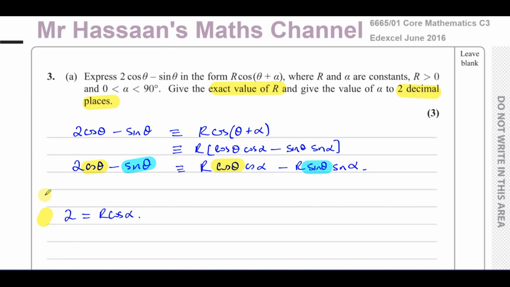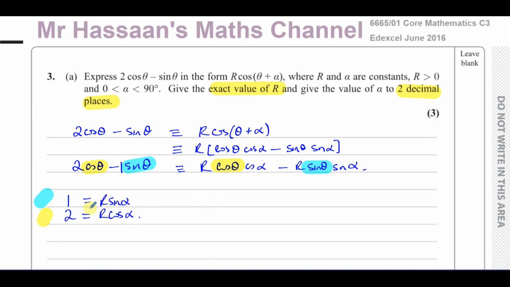Right? So I'm going to compare the sine thetas now. So we can see here, on this side you have minus sine theta, and here you have minus r sine alpha. So we can just call it basically a 1 here. So minus 1 sine theta, we can call it 1 because there's a minus on both sides, so there's no problem, they'll cancel out. So 1 is equal to r times sine alpha.